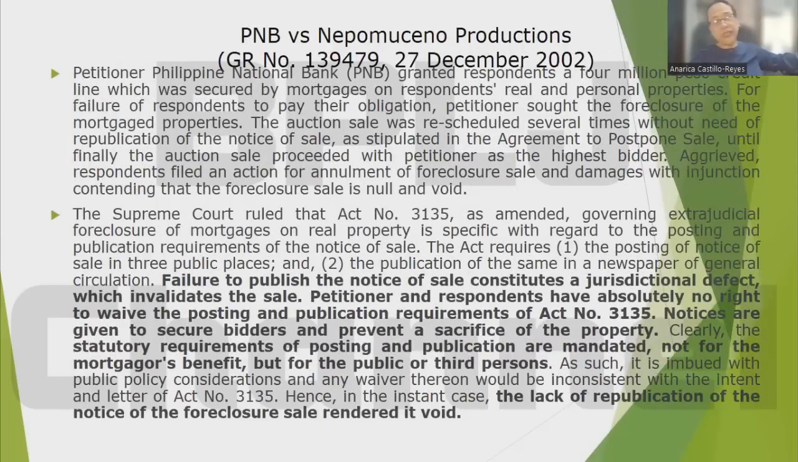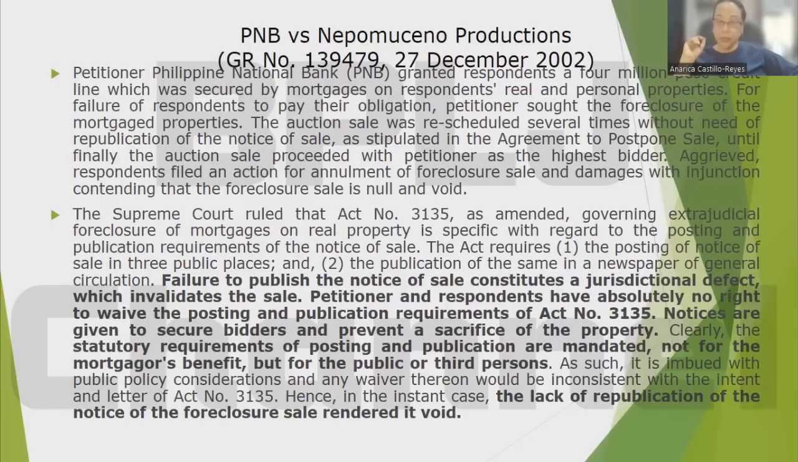The next case is also an illustration of a waiver which is contrary to law. Okay, this case involves a foreclosure of mortgage. In foreclosure of mortgage, there is a need for publication, in order to inform the public that a certain property is being held up for auction. Now, can you waive that publication requirement? Now, the answer is no.